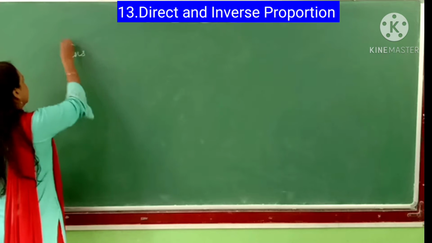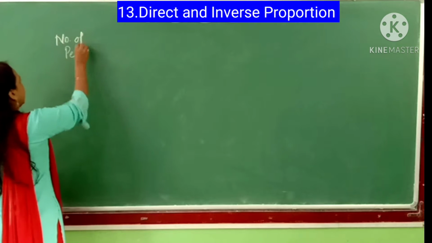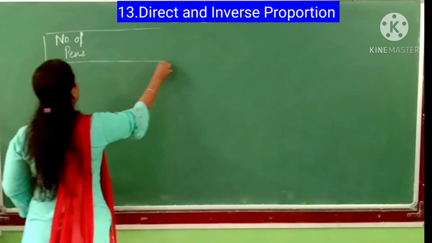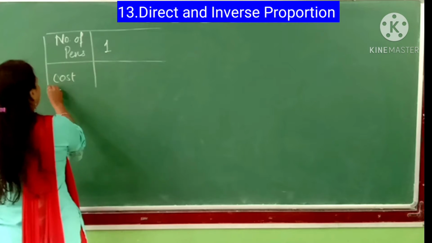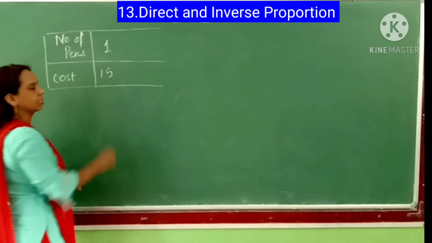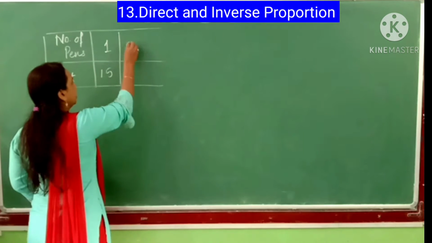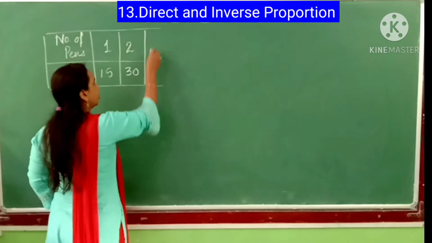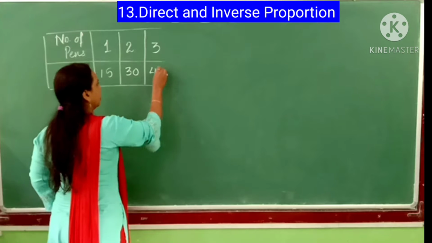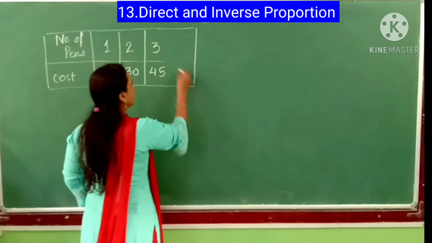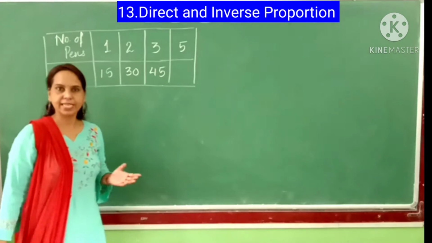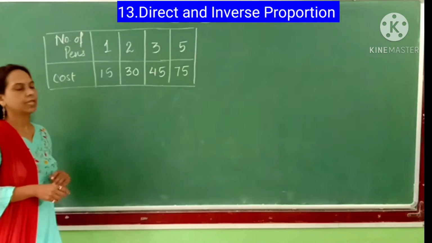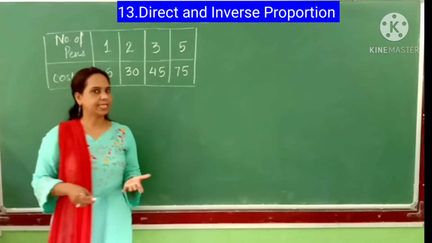Let us write it down. Number of pens and its cost. If one pen costs 15 rupees, what will be the cost for 2 pens? It's 30. 15 into 2 is 30. What will be the cost for 3 pens? It's 45. What will be the cost for 5 pens then? 75. Okay?